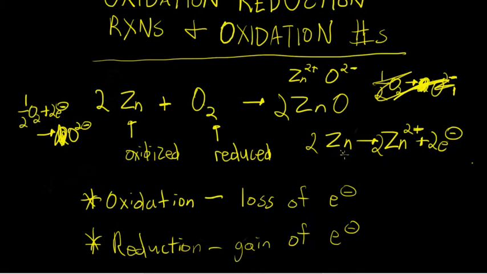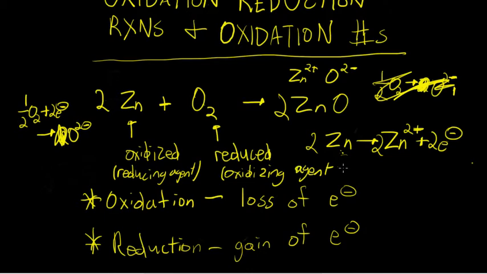So whatever is oxidized is called the reducing agent. So I'm going to put here reducing agent. And whatever is reduced is pulling the electrons from what's oxidized. So oxygen is reduced, it's gaining the electrons, but it's taking away the electrons from zinc, right? So it is facilitating the oxidation of zinc. So we call it the oxidizing agent. All right.